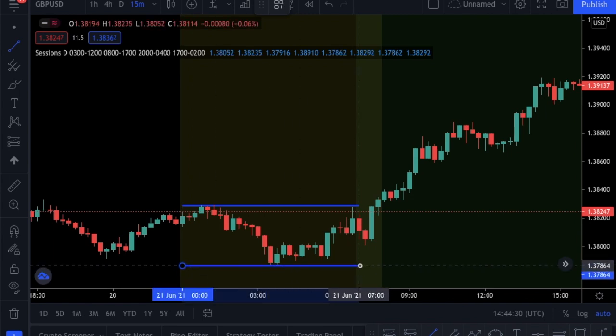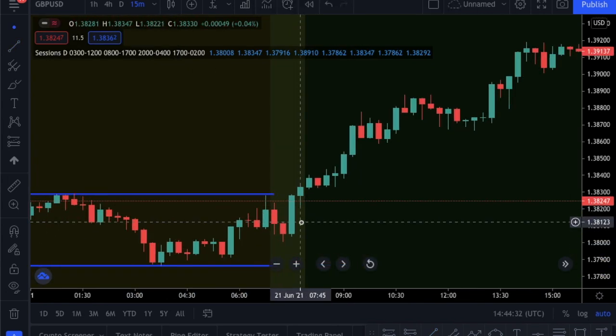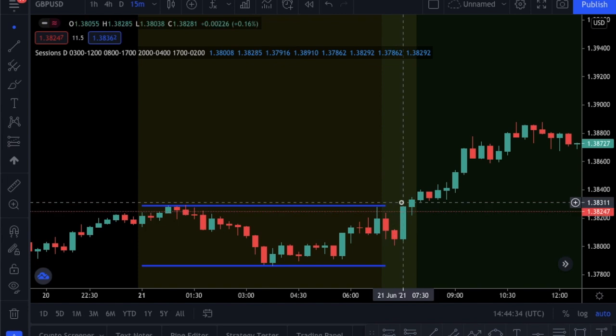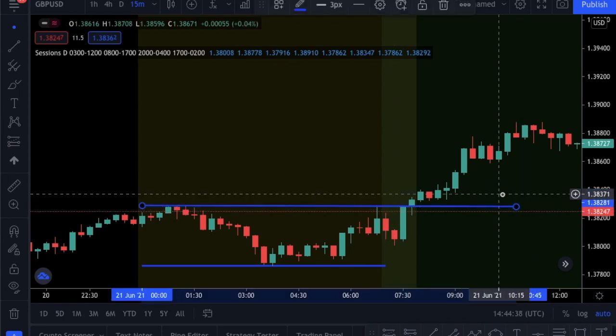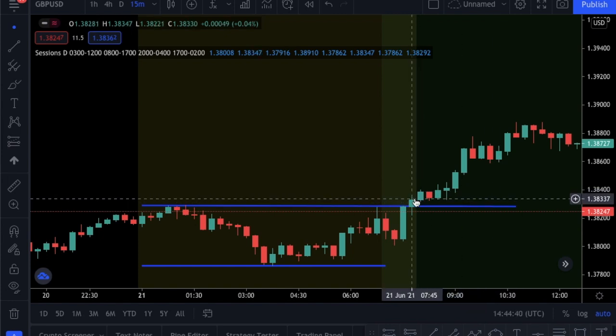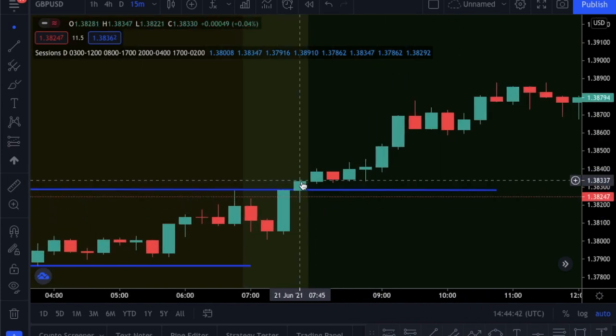These lines will show us the range that the price moved inside during the Asian session, and after the London session starts, you will look for a breakout. We will open a position at the first candle that closes outside this range. In this example, it will be this candle.